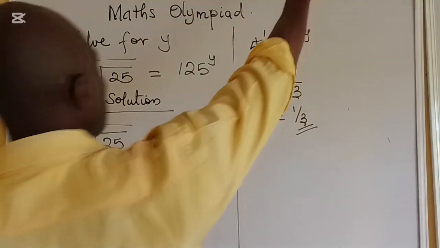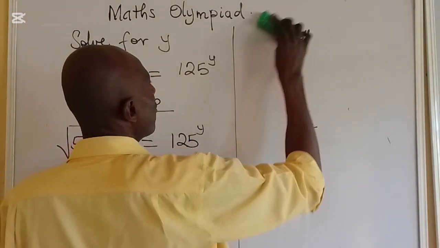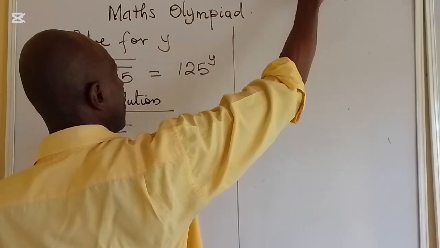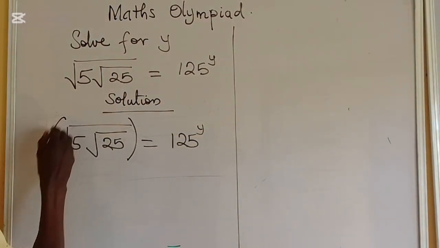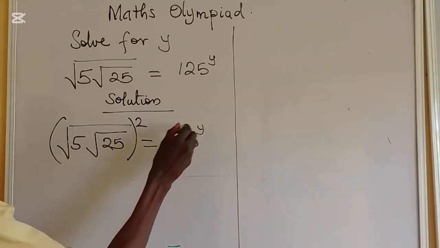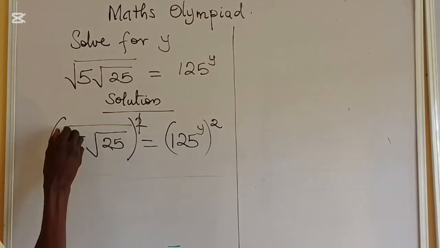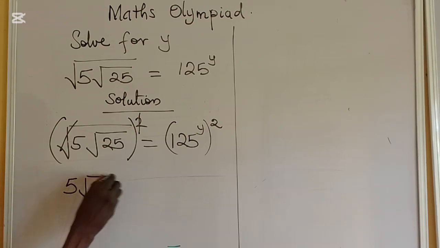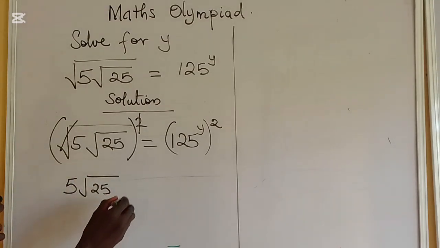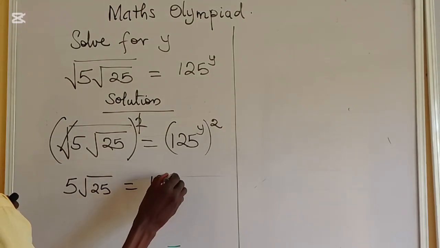Let me go to method 2, which is longer. In method 2, I will take the square to remove this first square root. So here will be raised to power 2 equally. So this will cancel this square. So you are left with 5 root 25 is equal to 125 root 2 times y, which gives us 2y.